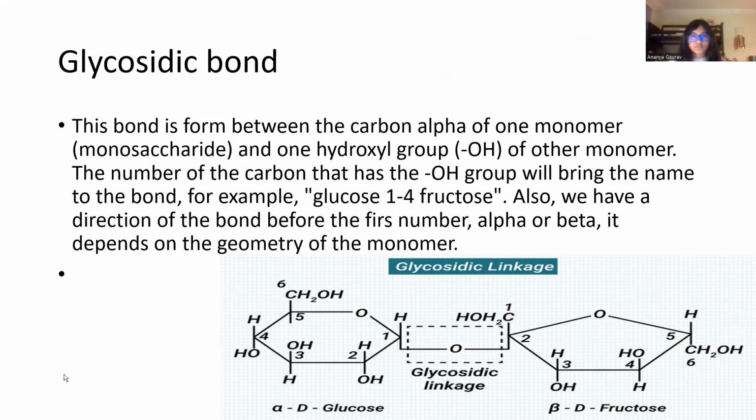This is the way to name it. Now, we also have the direction of the bond before the first number, alpha or beta. It depends on the geometry of our monomer. It totally depends upon the geometry of the monomer, how we are numbering it. The main thing is the numbering. How we are numbering it, according to that we will name it, and the numbering should be mentioned. Any doubt with this slide?